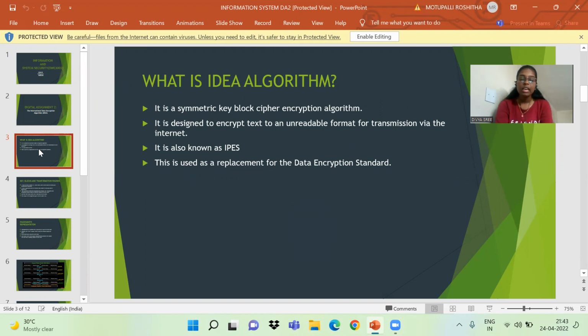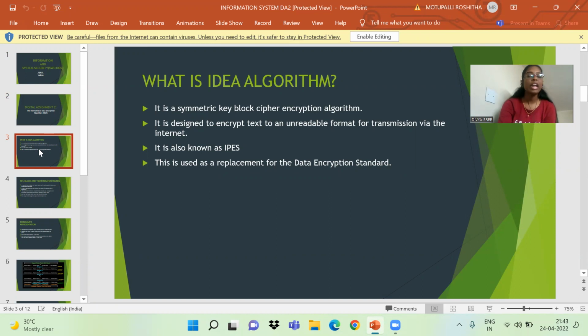Reversible in the sense in which we can enter the plain text. The plain text is encrypted into the ciphertext, and as well the ciphertext can be decrypted into the plain text. It is vice versa. That is why it is called symmetric. And also here we use only one key for both encryption and decryption purpose.